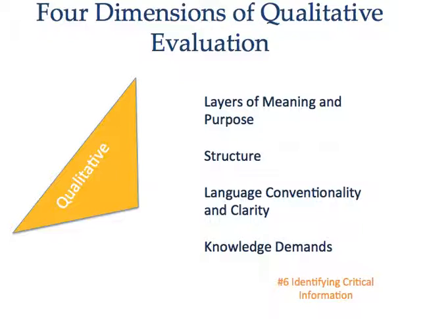Both sides have 4 different dimensions. And then each of those dimensions are rated from low to middle high to high. So if we look at the first dimension on the screen, it's layers of meaning and purpose. And layers of meaning is on your literary text side, and levels of purpose is on your informational text side. Structure is for both, language conventionality and clarity is for both, and knowledge demands are for both.